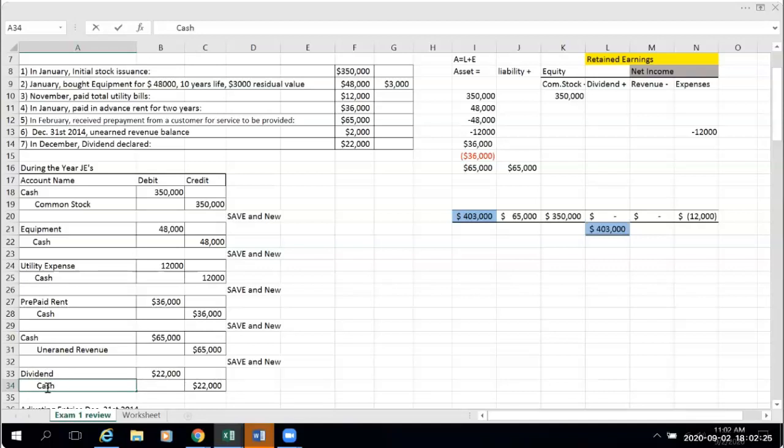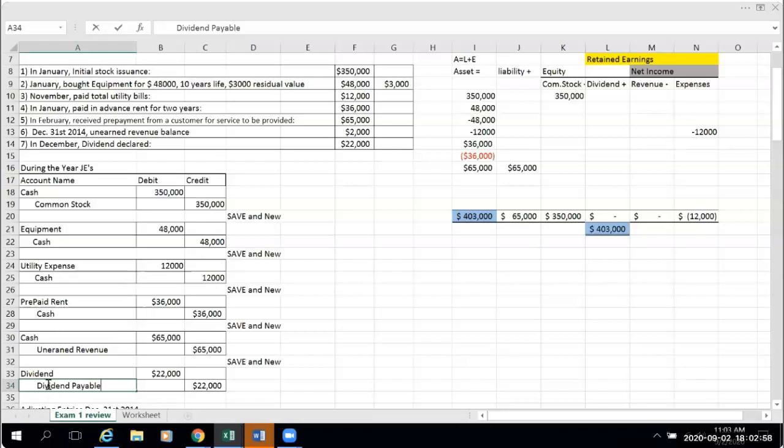The other issue is, wait a moment, did I pay already? Here it doesn't say paid, here it says just declared. So if it's declared and not paid yet, don't call it cash. Erase cash and just call it dividend, and then call it payable. There you go, payable. Simple as that. It's not rocket science.